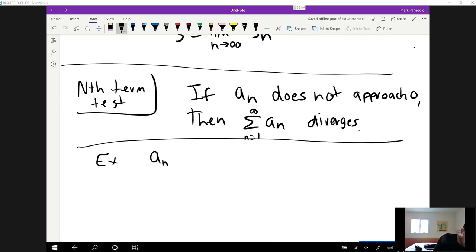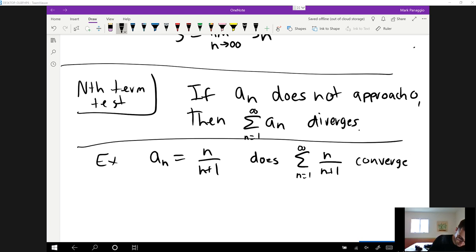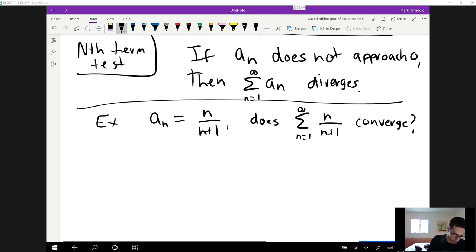Okay? So as an example, suppose that we have the sequence a_n is equal to n over n plus 1, and we want to tell whether the series that's generated by that sequence converges. Well, the nth term test can be useful for answering that question. Notice, if we take a limit as n goes to infinity of the terms, notice we're not taking a limit of the sum, we're taking a limit of the individual terms that we're adding up. In this case, what is that limit?